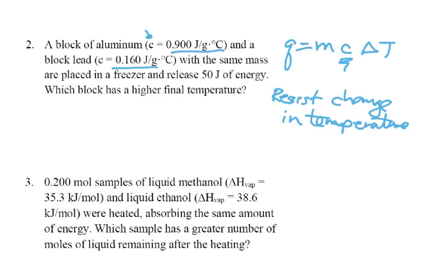And what we're saying is that the aluminum is resisting change more than the lead is. So with the same energy being lost here, the aluminum resists change in temperature better. It starts at a high temperature and they're going down, down, down. Since the aluminum resists change better, it's going to end up with the higher final temperature. So the aluminum is going to have a smaller temperature change than the block of lead.